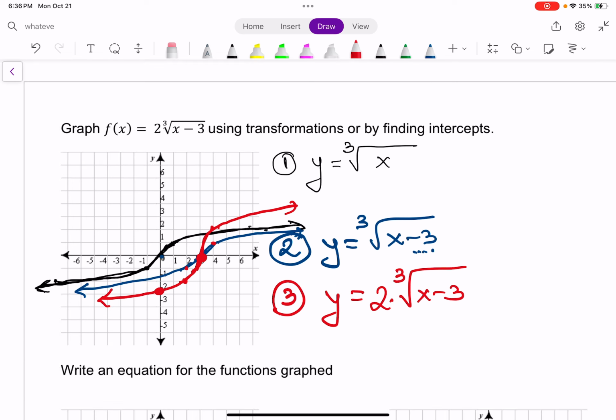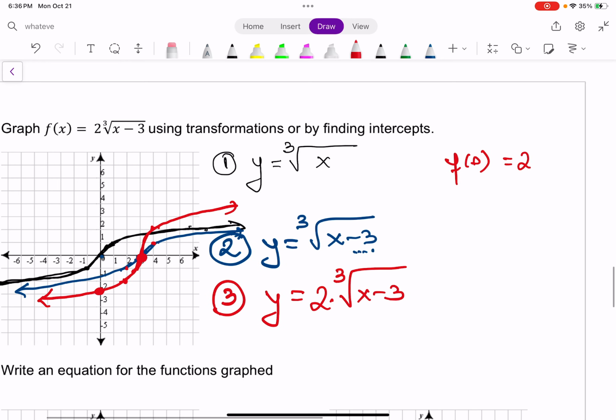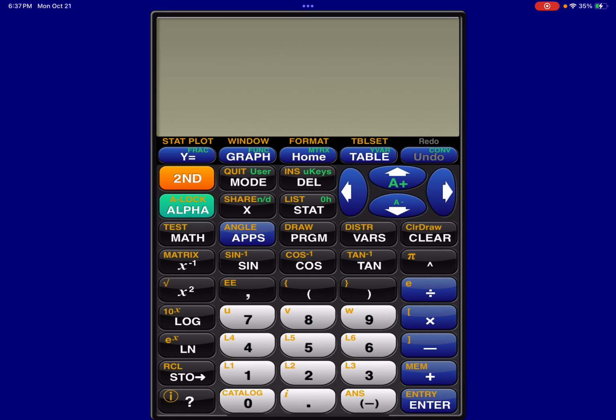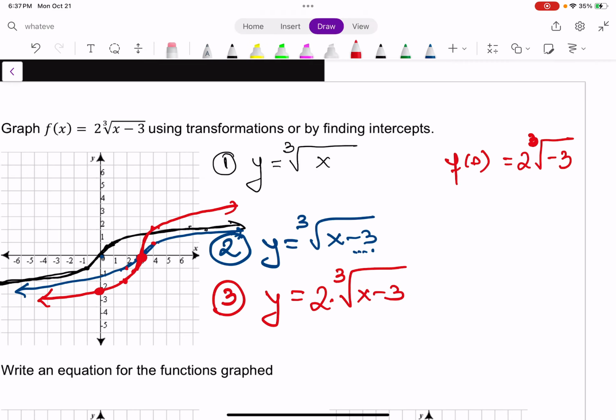Okay. So again, this point right here, if you plug in 0 into the function, what is 2 times the cube root of negative 3, right? Because 0 minus 3 is negative 3, and you can very well have a cube root of a negative number. So negative 2.88, right? So if you remember on the graph, we were quite close to negative 3 with that y-axis intercept. All right, so that's it.